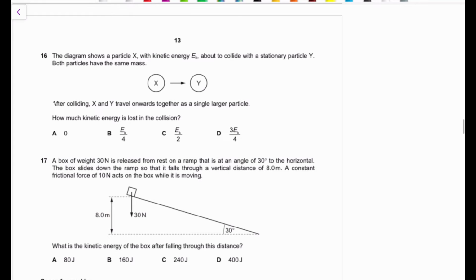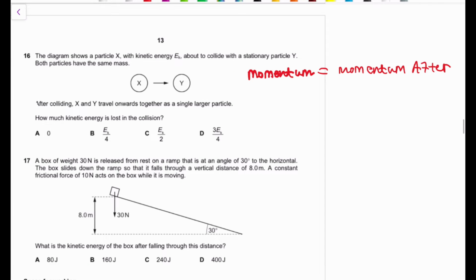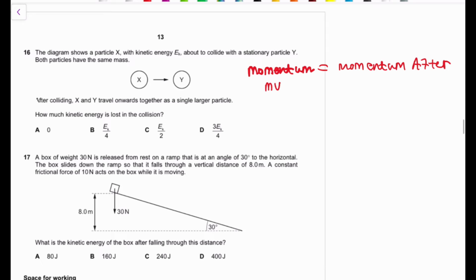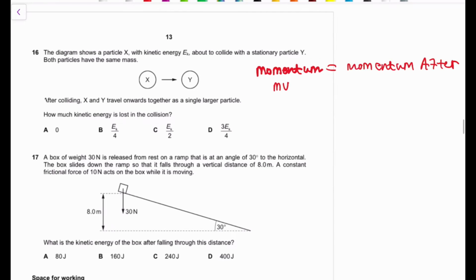So we say that the momentum before is going to be equal to the momentum after. Very important fact. So that's the first thing that you're just going to notice. The momentum before will be equal to the momentum after. But the momentum before is going to be mv, because you just have the mass of the snooker ball, which is x, and it's going to move a certain distance. So we assume that the initial velocity of this one is going to be u.